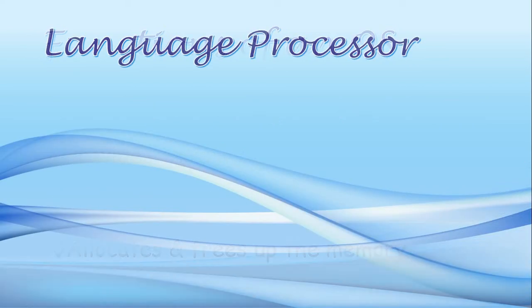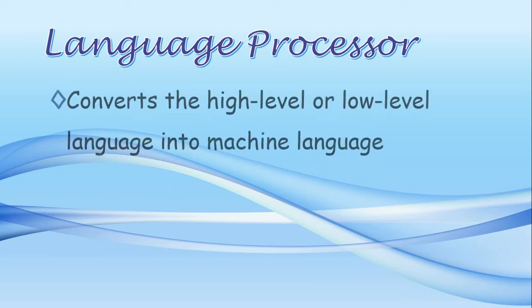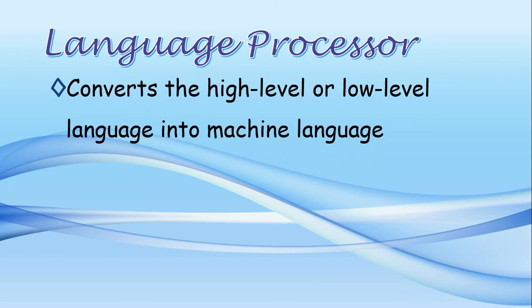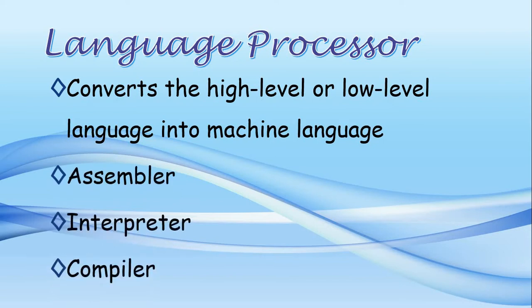Next type of system software is language processor. We know that a computer can understand only the machine language, but we give the instruction by using low level or high level languages, so this language processor converts the high level or low level language into a machine language. There are three types of language processor. They are assembler, interpreter, and compiler.